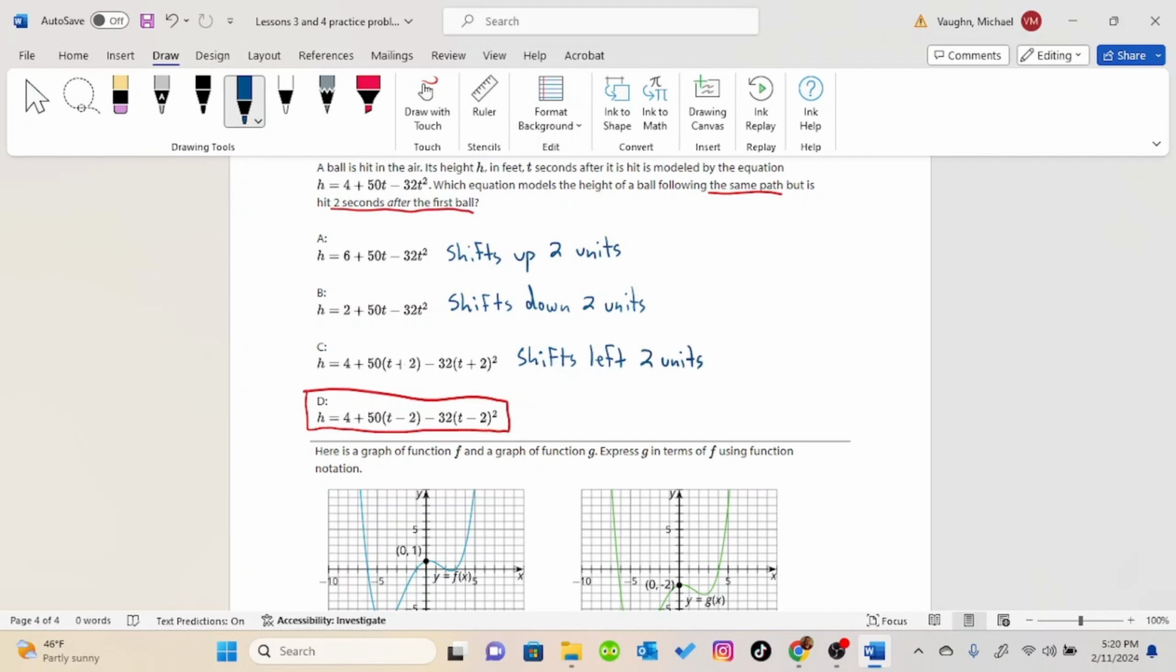As we said, this new path is coming 2 seconds after the first path, which means it's shifted right, and that's what the bottom one shows. It shifts right 2 units.